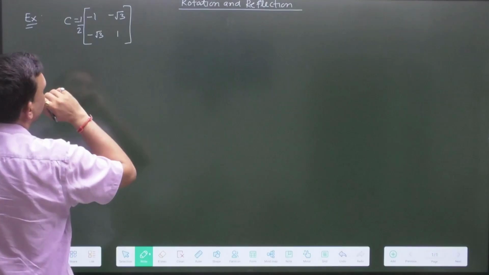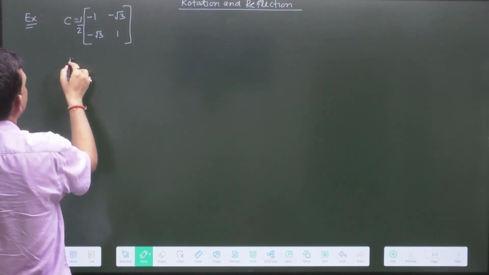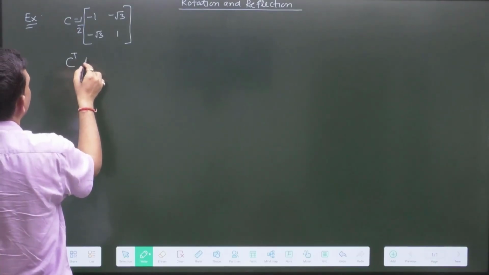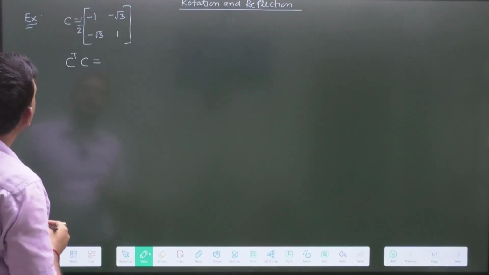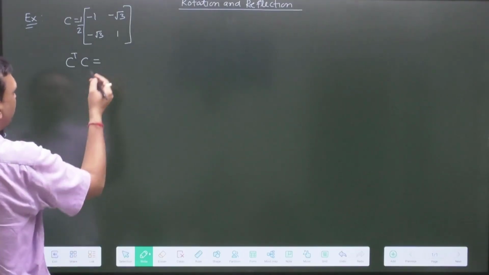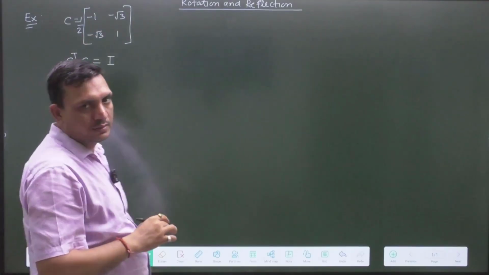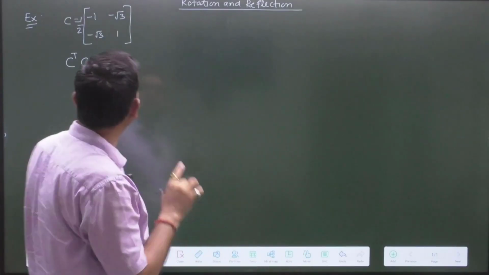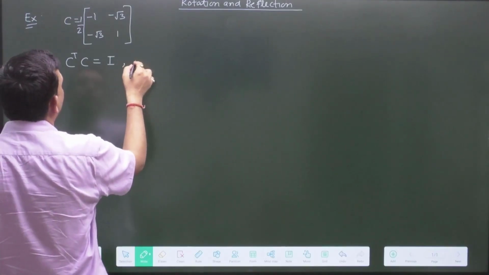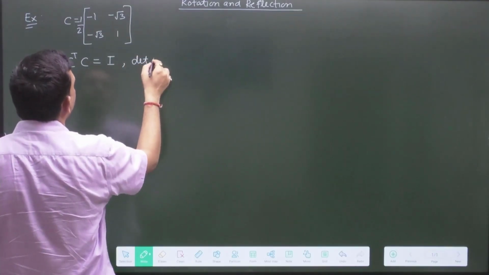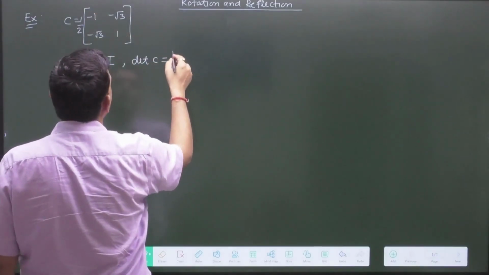So what will be C transpose C? First check C transpose C. I think that will be an identity matrix. You can easily verify by multiplying C transpose and C. And what will be determinant of C? The determinant of C, you should just multiply.